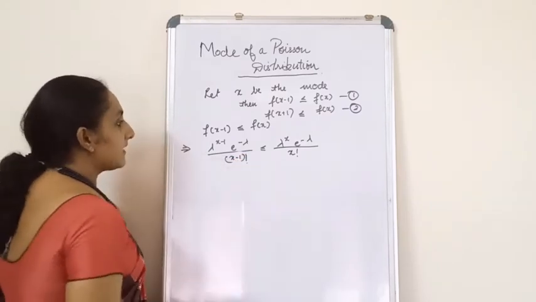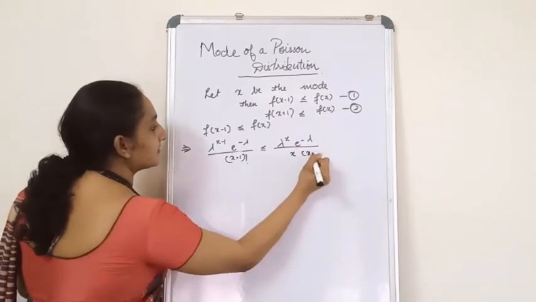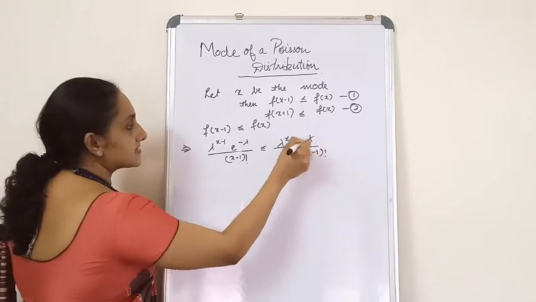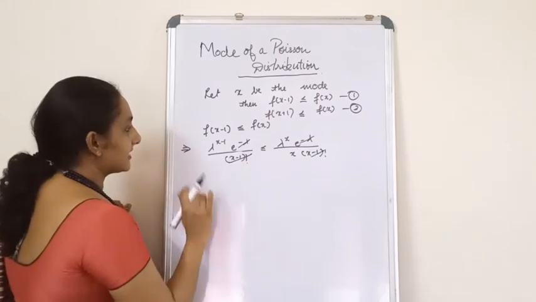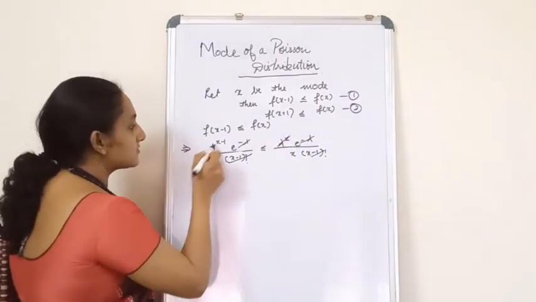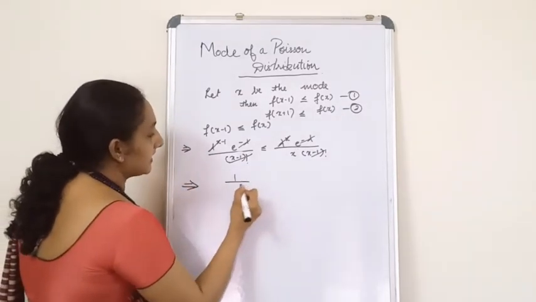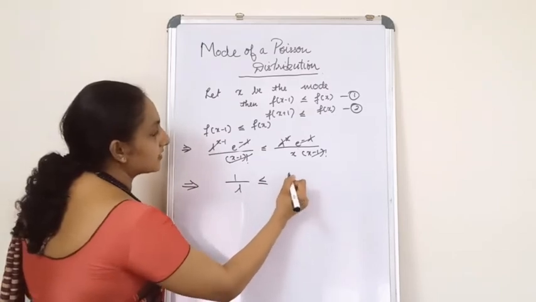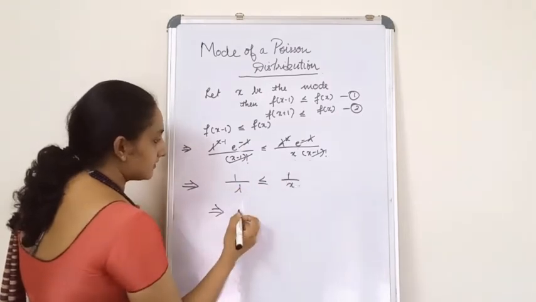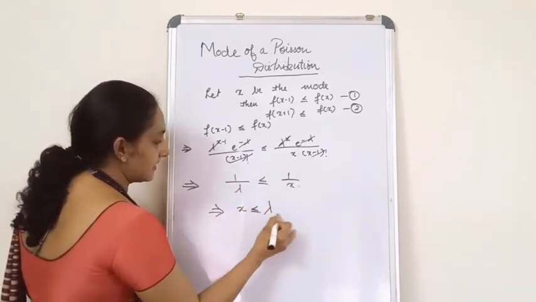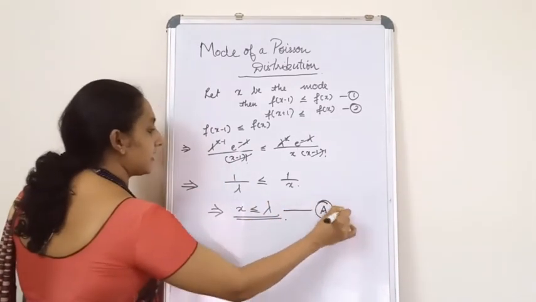Okay, so instead of x factorial, I can write x into x minus 1 factorial. So this term and here in the denominator x minus 1 factorial get cancelled. And also you have this lambda raised to x and lambda raised to x gets cancelled, which implies 1 by lambda less than or equal to, not 1 by x. So which implies, you take this over here, what you get, x less than or equal to lambda. So this is what we get from the first inequality. Now I am going to term it as A.